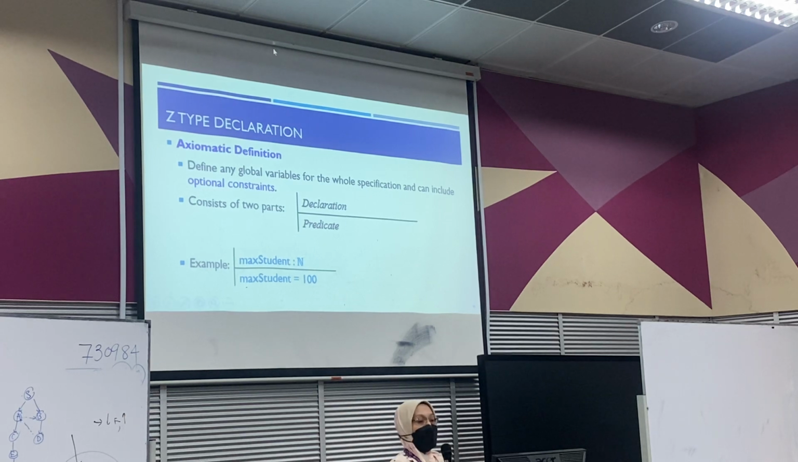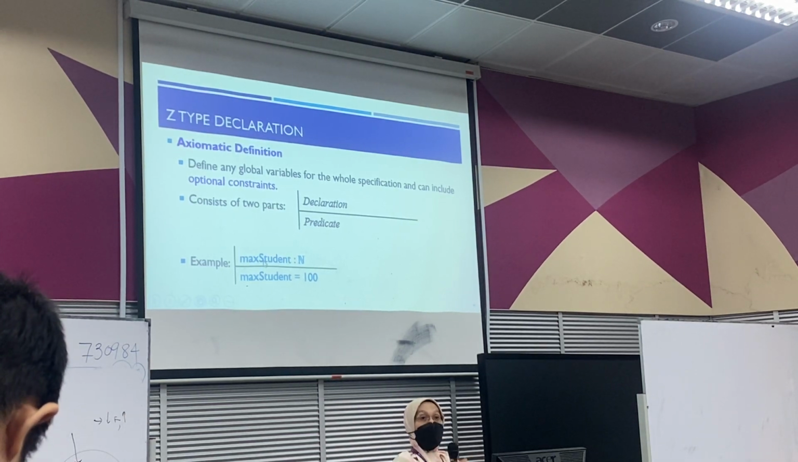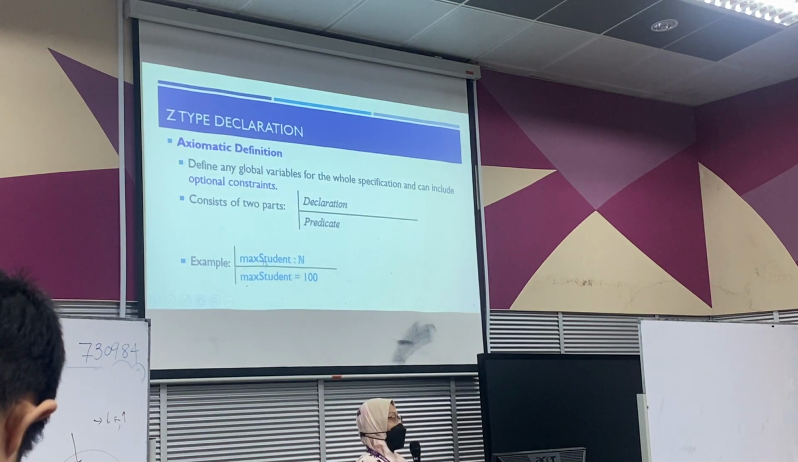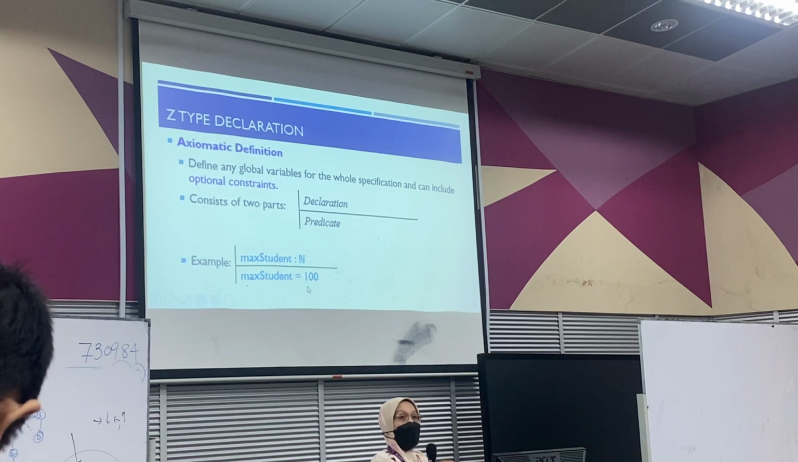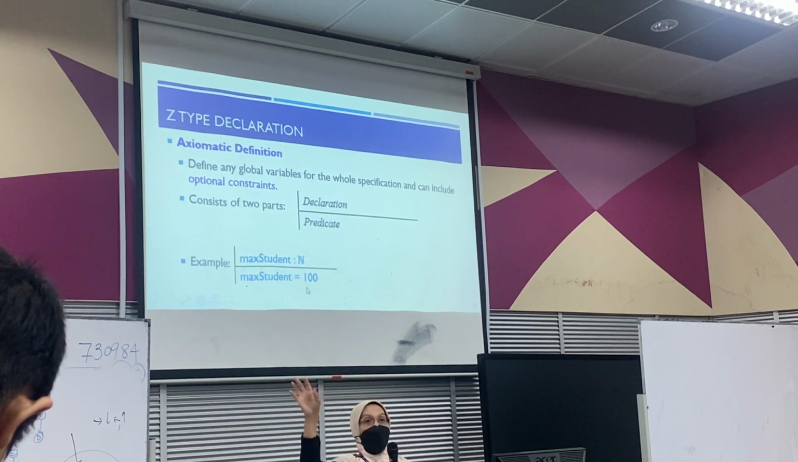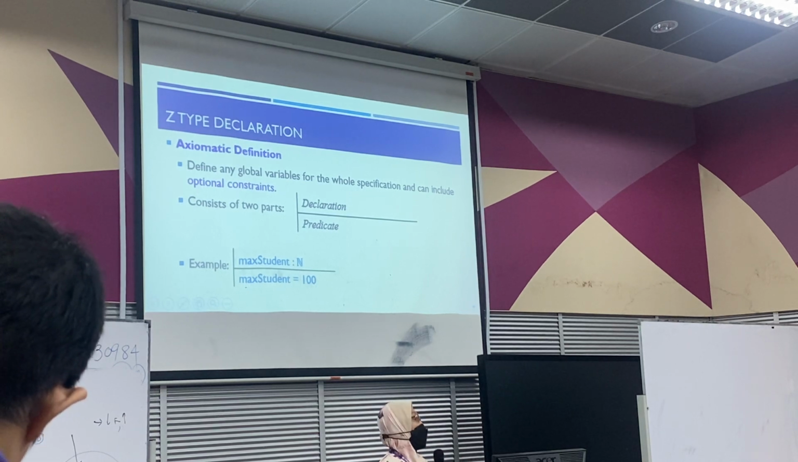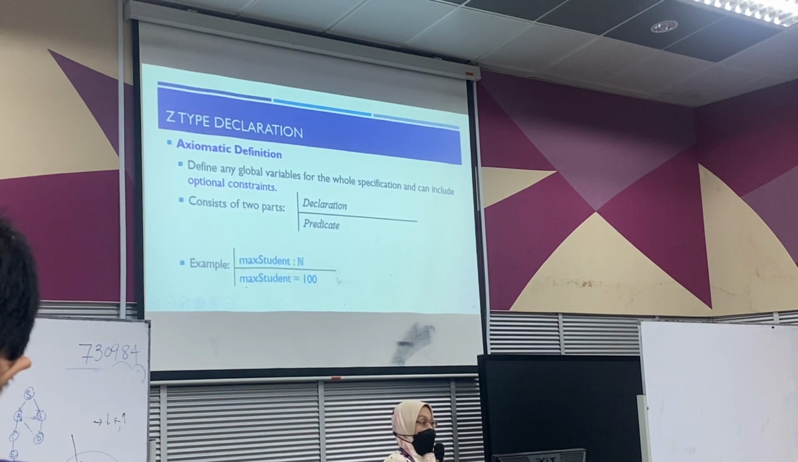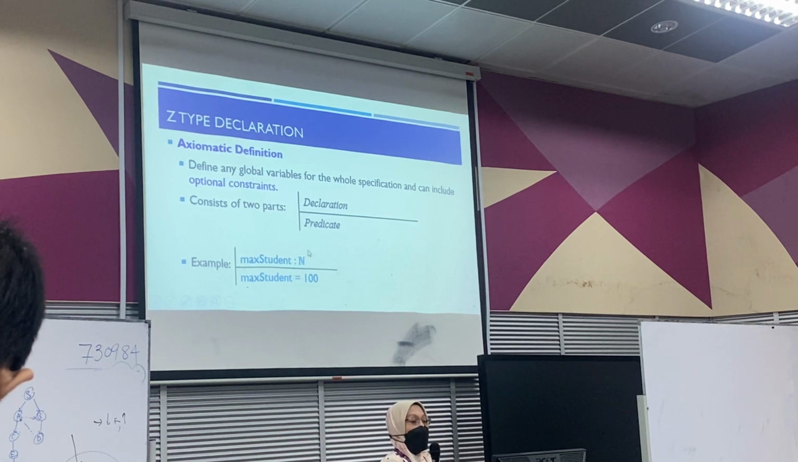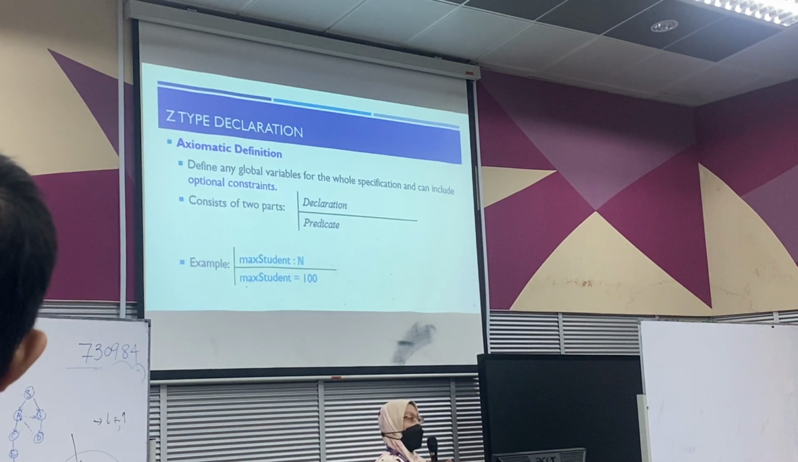So declaration, predicate. For example, in the declaration you just write max student of type N. Then I can put max student equals 100. Sometimes I'll put max student less than or equal to 100. It doesn't matter, but you put your constraint here. This is the constraint, the condition. So above is your declaration, and here is the condition, which means it cannot exceed this value.